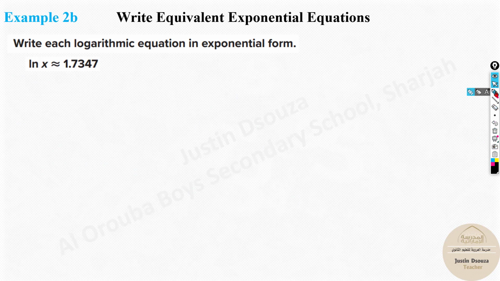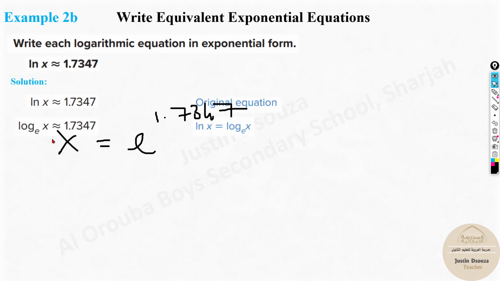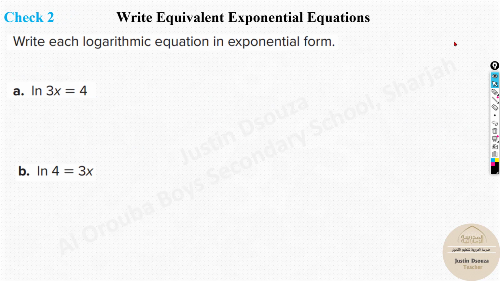Same way over here, you can directly write x equals e to the power 1.7347. This goes to the power and the base of natural log is e, and that goes to the other side. So this is the answer. It's very, very simple. We have done this already in the previous lessons. We can write the answers quickly. All you need to do is take it to the other side.